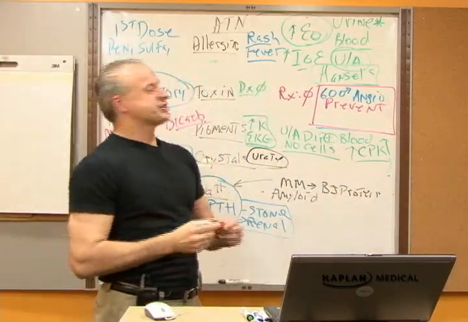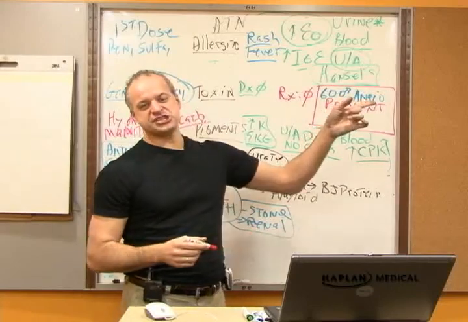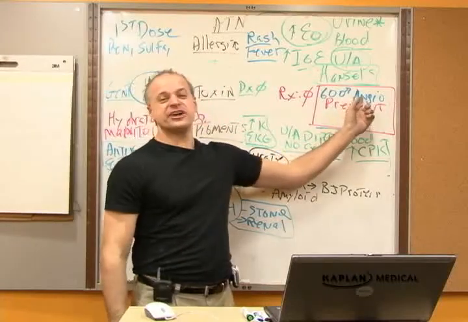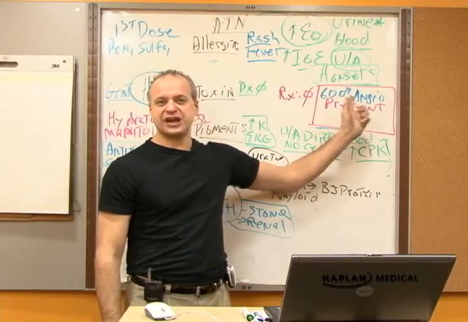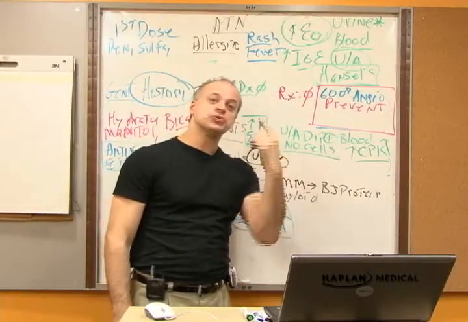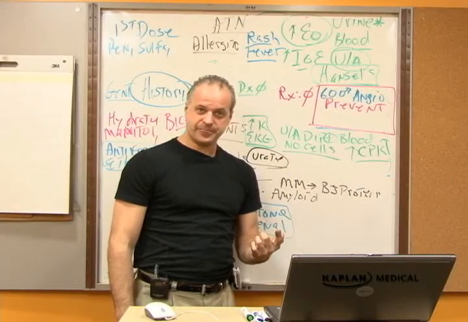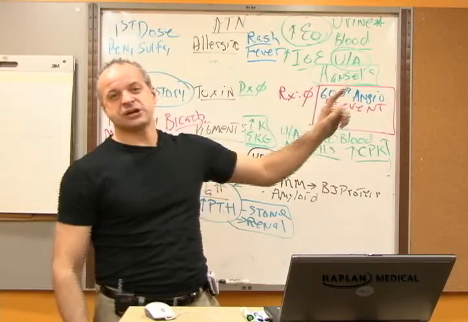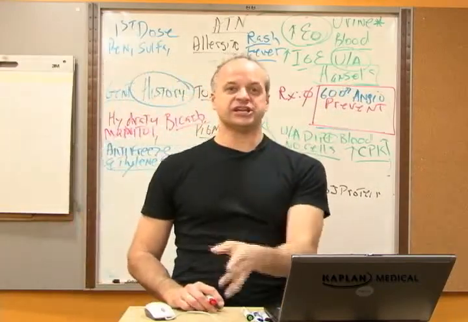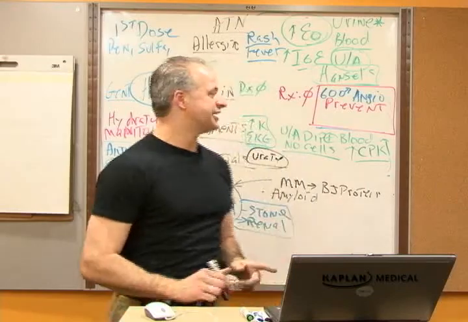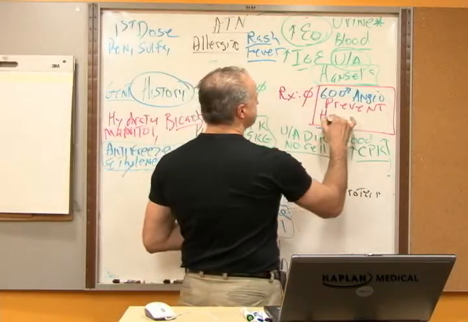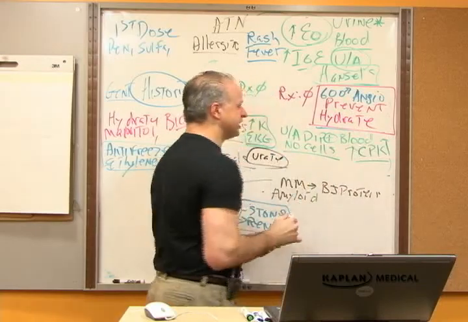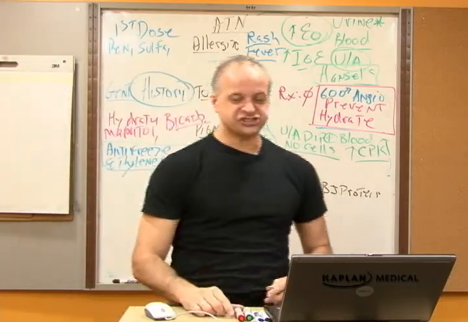A 60-year-old guy with a history of diabetes and hypertension has a very mild increase in his creatinine. What can you do to prevent that person from having renal failure worsening? And the answer is hydrate, N-acetylcysteine, and bicarb.